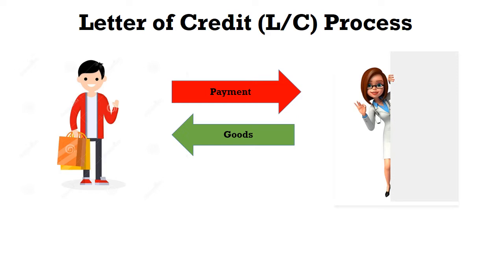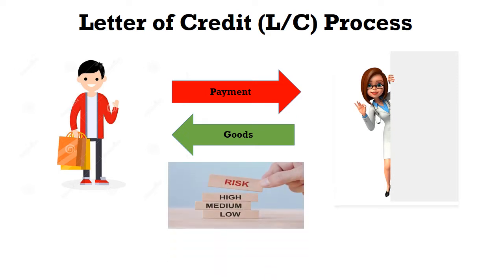Correct. In case I made the payment but the goods do not come, that is a risk, correct? Because we don't know whether they will deliver or not, or whether it is a good company or not. So I pay, and in case the item doesn't arrive, I don't know, it is a risk, correct? So in this kind of situation we are going to make an LC.